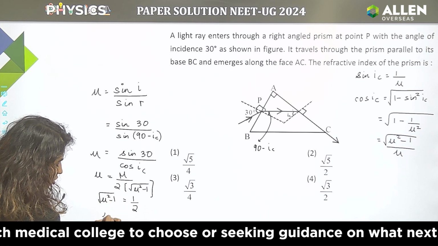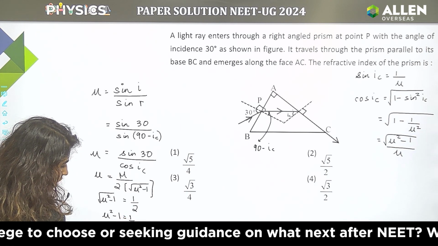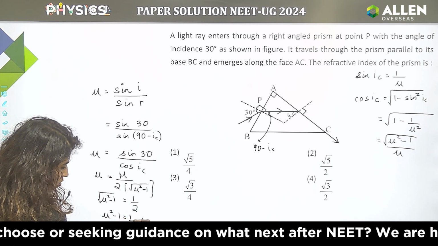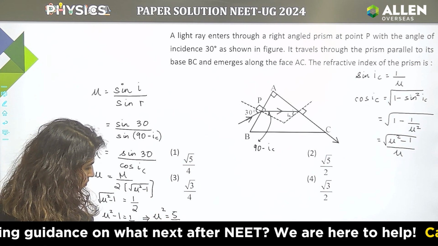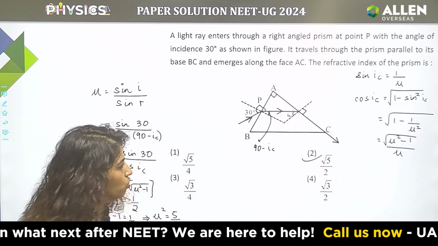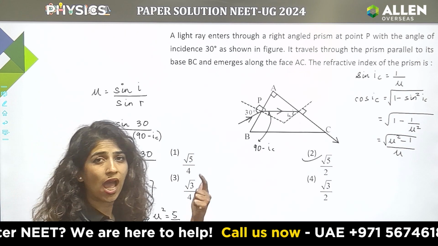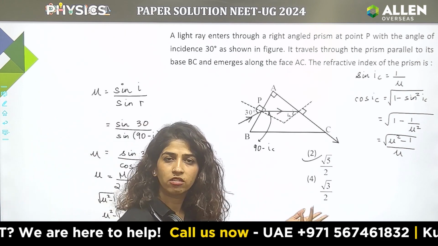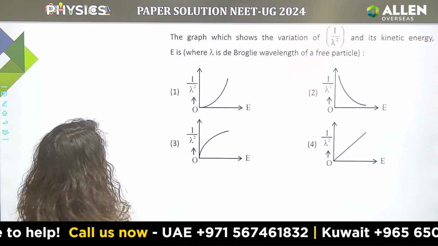Squaring on both the sides, mu square minus 1 is equal to 1 by 4, which will give us mu square is 5 by 4. Taking a square root, we'll get root 5 by 2. So that's the answer. Simple. You just have to use Snell's law and critical angle formula. So two formulas, substitute it, you get your answer.